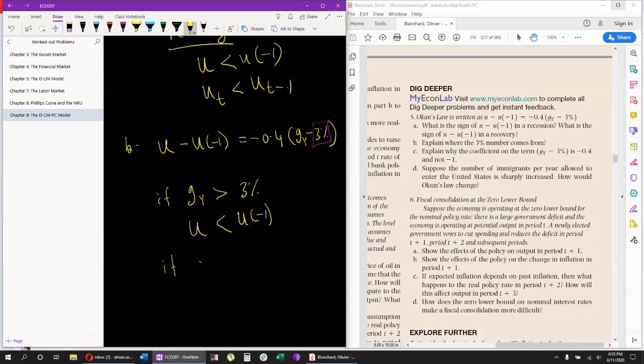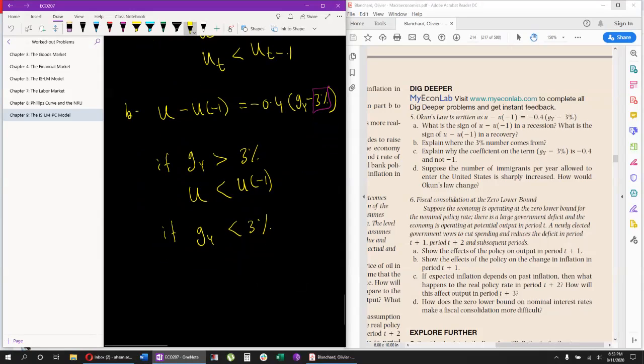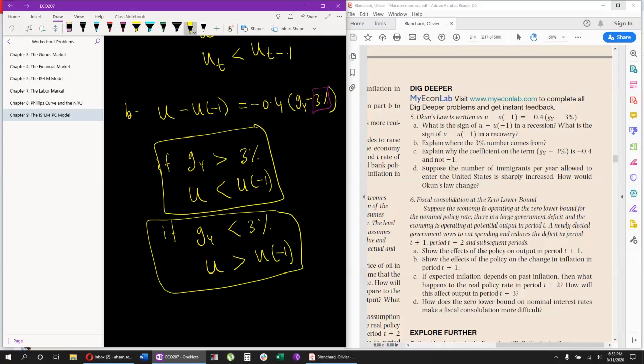And if growth of output is less than 3%, then unemployment in this period is more than unemployment in the previous period, right? So these are the two scenarios, this and this.